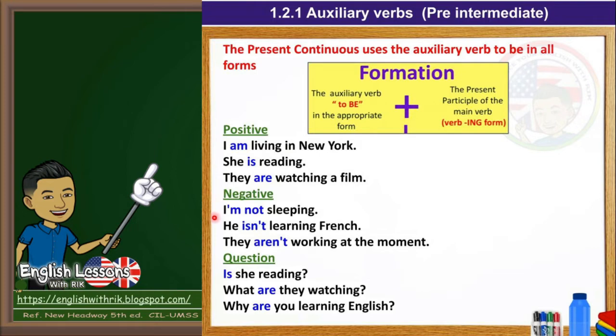Negative. I'm not sleeping. He isn't learning French. They aren't working at the moment. Question. Is she reading? What are they watching? Why are you learning English?